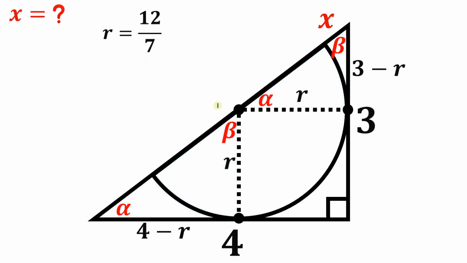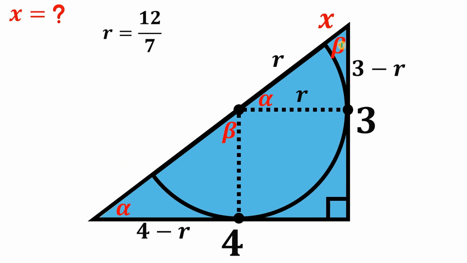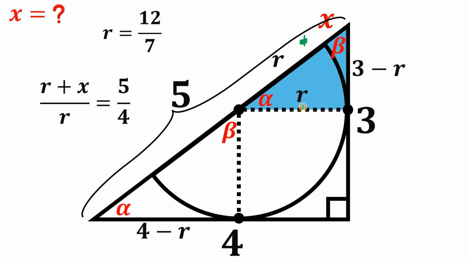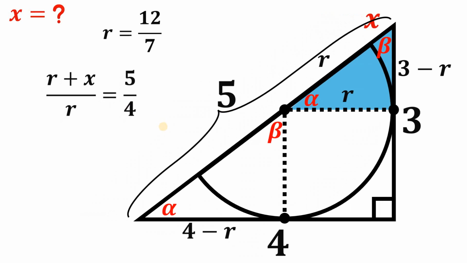Now we know the value of r, the radius of this semicircle. But the question here is to find the value of x, not the radius of the semicircle. So now, let's focus on this small right triangle. We know that this part is the radius of this semicircle. At this point, we know the hypotenuse of this small right triangle. Since this small right triangle is similar to the big right triangle, whose hypotenuse is simply 5 because it is the special right triangle 3, 4, 5, we can now set a ratio. We have r plus x, which is the hypotenuse, over one of its legs, r, equals the hypotenuse of the big right triangle, 5, over 4.